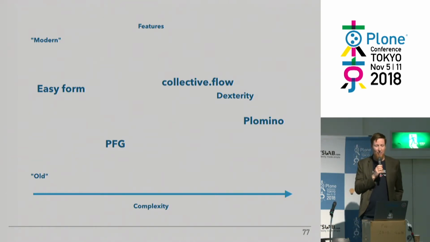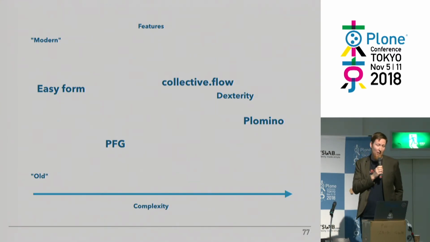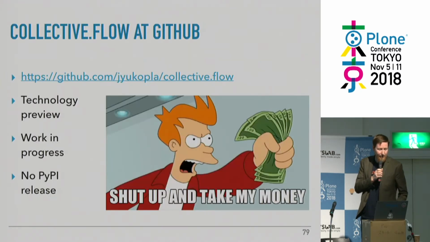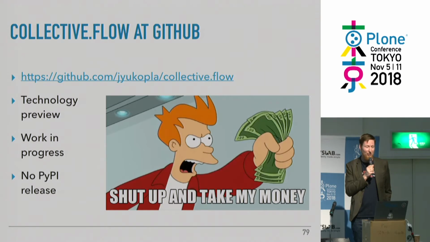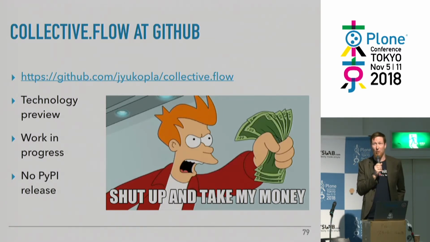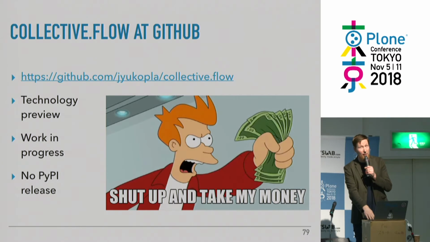If we think about the modern and old, and complex and features graph, we think that Collective Flow is pretty modern. Maybe not as powerful as Plomino or Dexterity itself, but it stands somewhere there. And here's a nice picture of the whole process, but I won't go through that. If your socks are still on your feet, you can ask for more and check the add-on yourselves from GitHub. It's still technology preview, it's work in progress, and there's no buyer release yet. But we are really continuing to work on that.